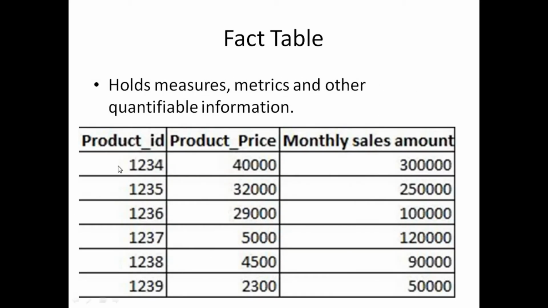So by connecting this product ID, we will get the information about the product price and monthly sales amount. If the customer wants to check the monthly sales details, they will retrieve this table directly. Select star from product name, the product name, comma, salesman's ID, where dimension table dot product ID equals fact table dot product ID. Then it will give information about the monthly sales amount.